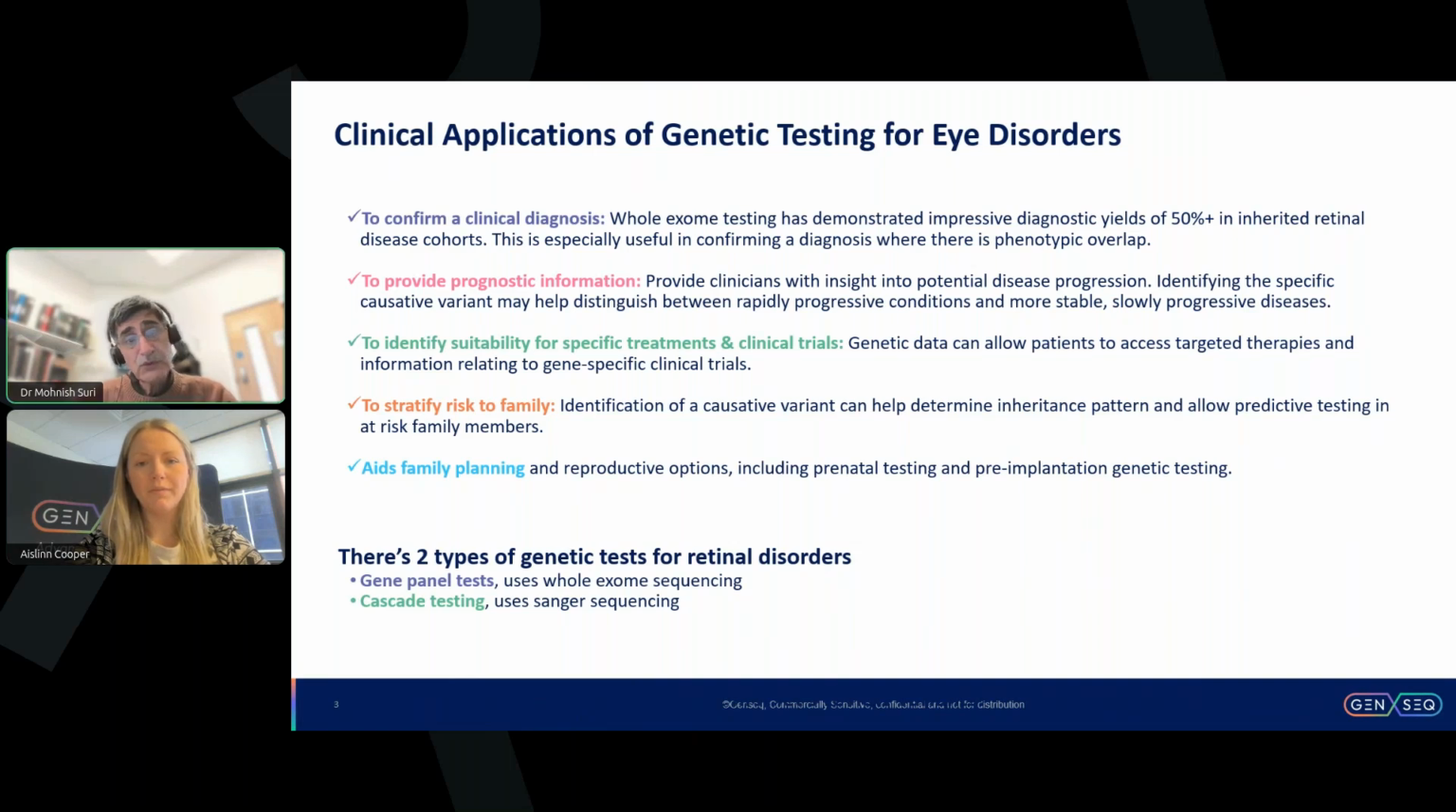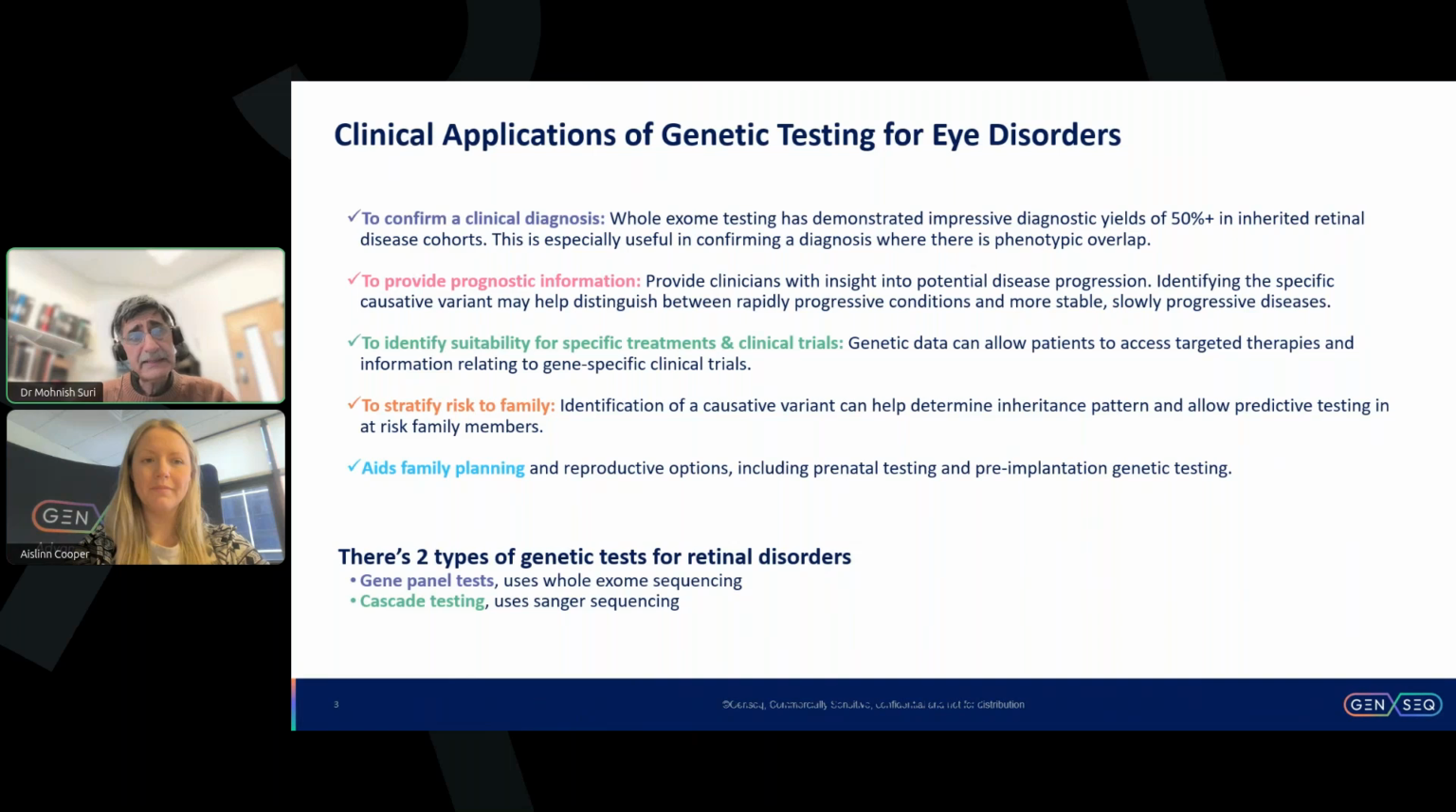You might also want to do genetic testing because you want to see if your patient with a specific eye disorder is eligible for gene therapy or some sort of personalized treatment. And a very good example of that is RPE65-related Leber congenital amaurosis. So if you're able to make that diagnosis, then you can recruit your patient to RPE65 gene therapy trials.